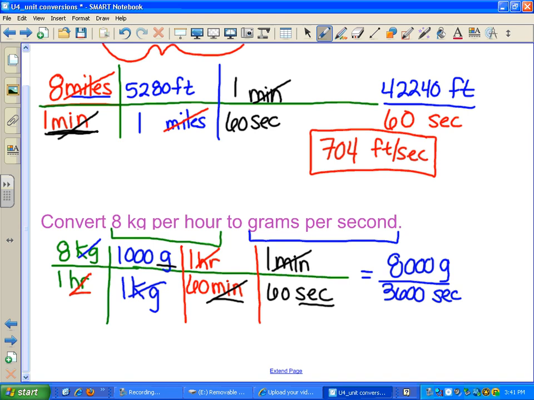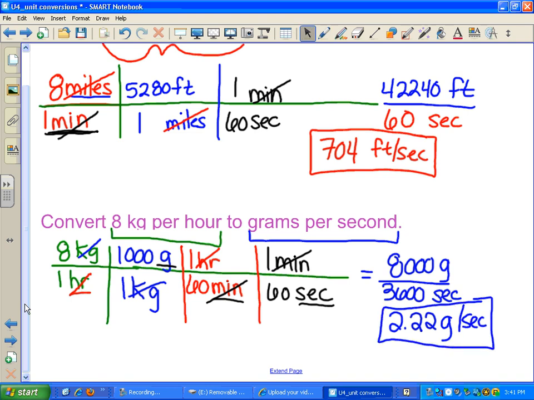And I'm going to go ahead and divide this out. So a unit conversion means that you want to divide it out. You don't want your answer as a fraction. So I'm going to take 8,000 and I'm going to divide it by 3,600 and I get 2.22, and we'll just round to 2 decimal places, grams per second.